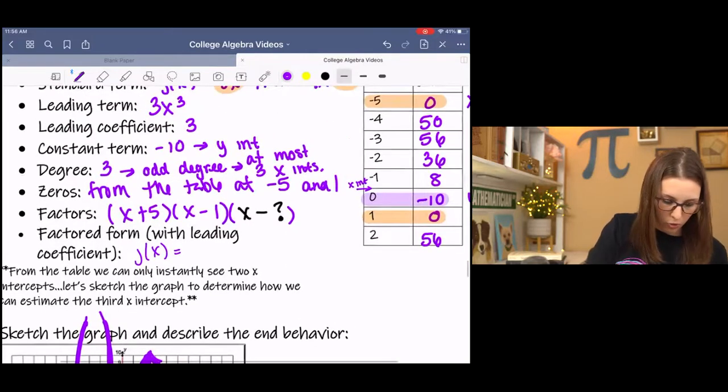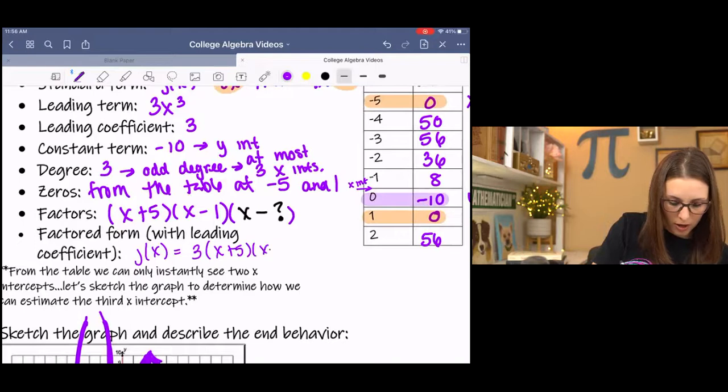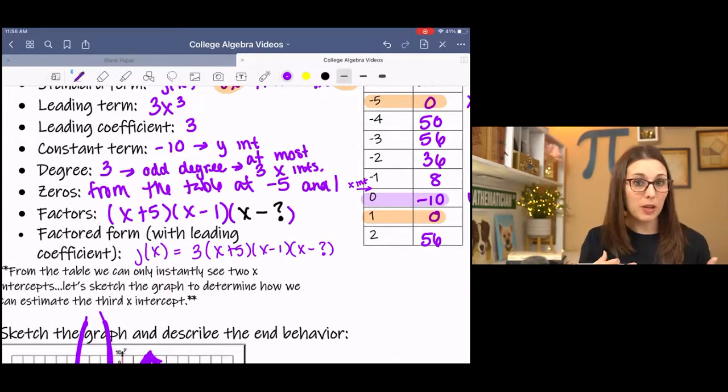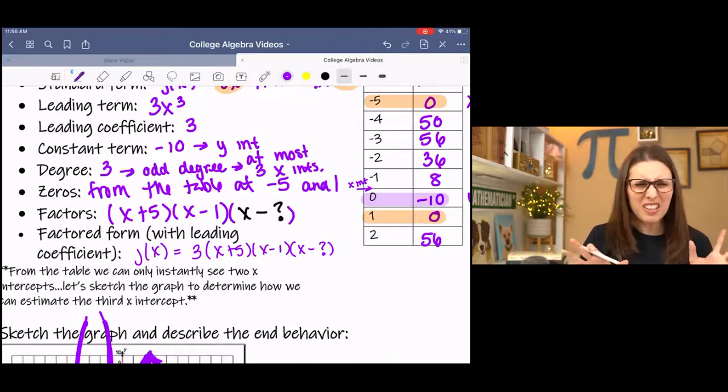And we would go on here, this is j of x, I think, and write this. The coefficient was a 3. Then we have x plus 5, x minus 1, and then this third factor that we know has to be a decimal or a fraction. In the next lesson, we'll find exactly what that is. For now, we're just going to leave it like that. If you're like me, you really need to know what that is, but we will figure it out, I promise.